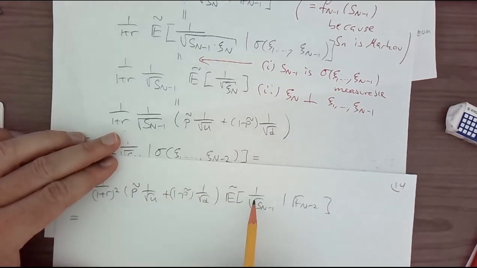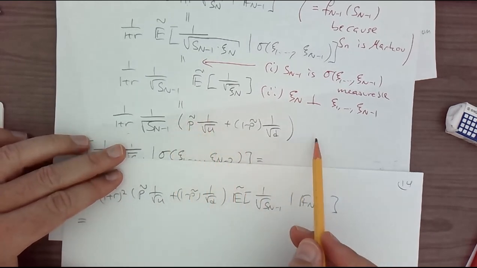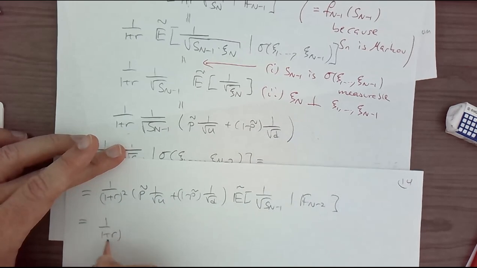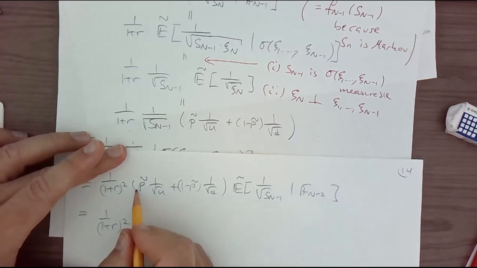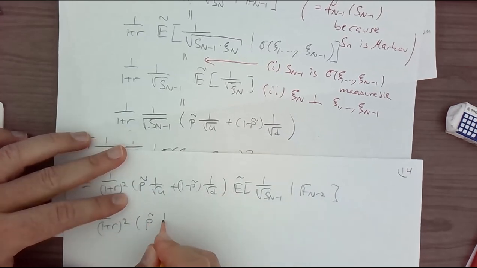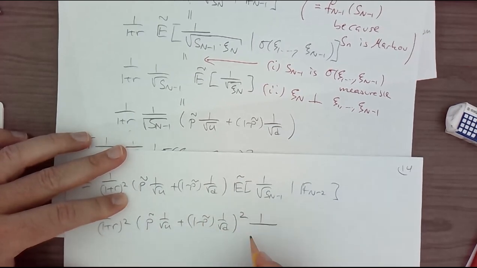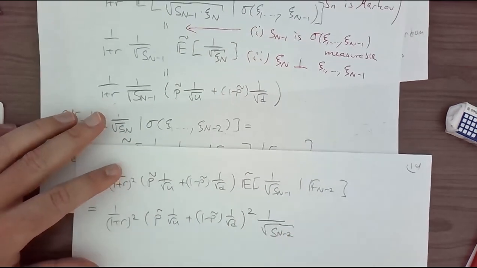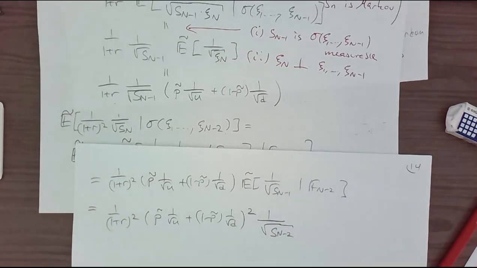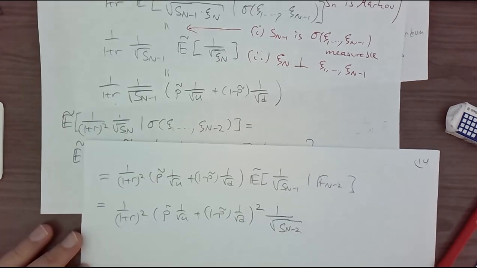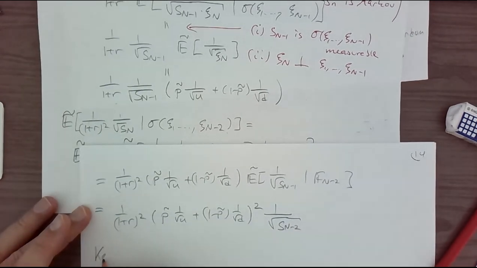And what I'll get is another one of these factors. This would be 1 over 1 plus r squared. And I'll get one more of these factors. This will be p tilde, 1 over root u plus 1 minus p tilde, 1 over root d, and now squared, and then 1 over square root of Sn minus 2. And then you can keep going.